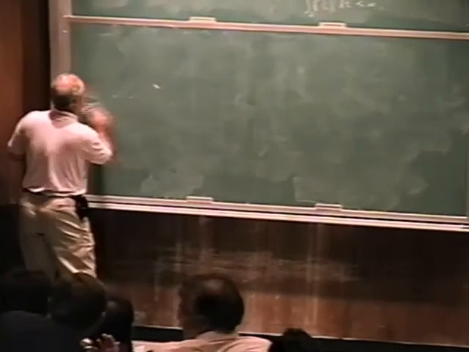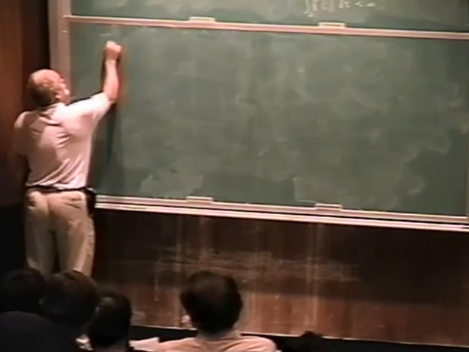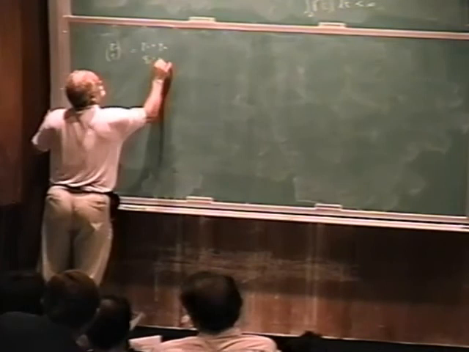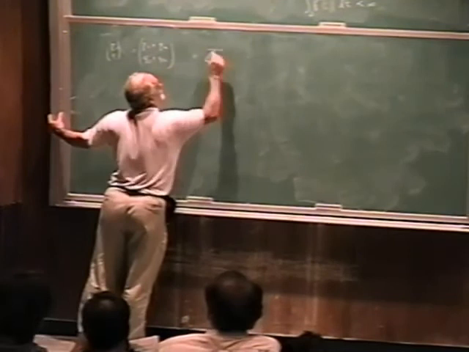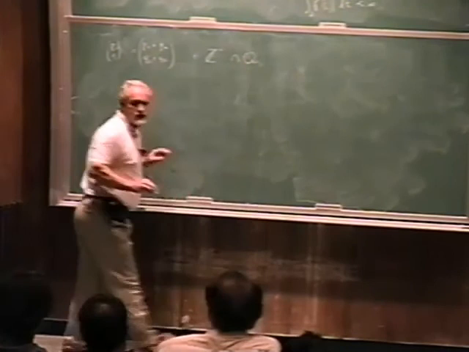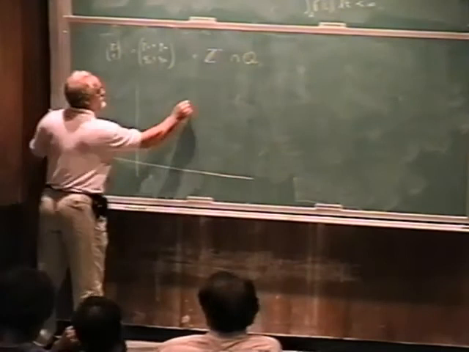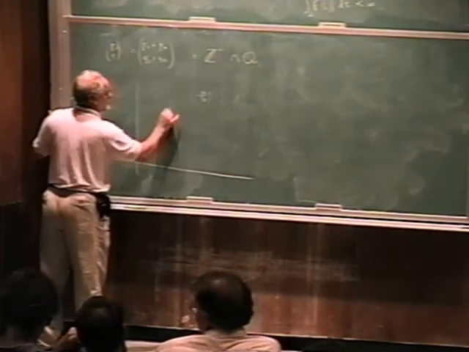Supposing I take some primitive point, PQ, which is equal to P1 plus P2, Q1 plus Q2 in Z2, first quadrant. Intersect the first quadrant. So here is PQ. Here is P1, Q1, and here is P2, Q2.